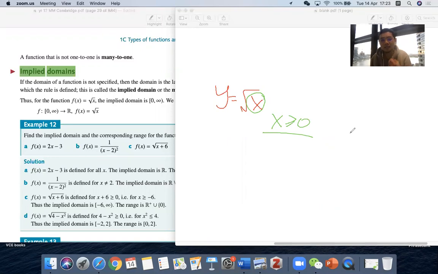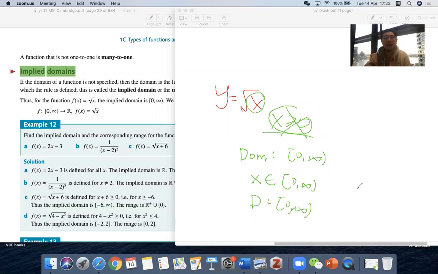Another thing is that the domain is a set, so we cannot write an inequality here. Another way is to write domain, DOM for short, 0 to infinity, or you write x belongs to 0 to infinity, or you can even write d 0 to infinity, okay? Either way, just tell the teacher or the examiner you're writing a set, okay? You have to remember range and domain are sets, okay?